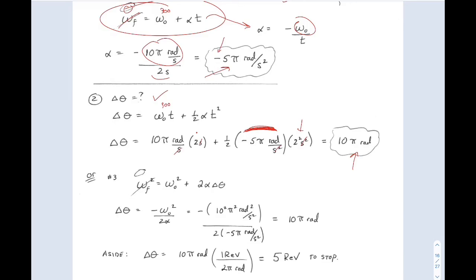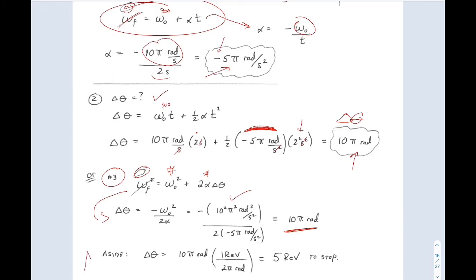Now, I could have used equation number 3, because omega final is 0, I know omega initial is a number, and I know alpha is a number. So I solved this for delta theta, put in my omega initial, and I wind up with the same thing. So we saw back in chapter 2 that there's usually more than one way to solve some of these problems. So this is what I was asking to find. That's my angular displacement.